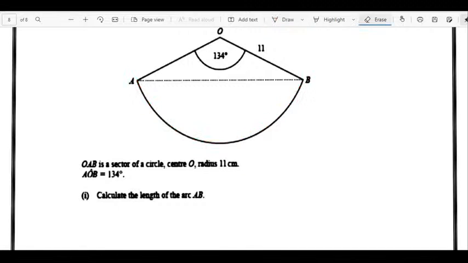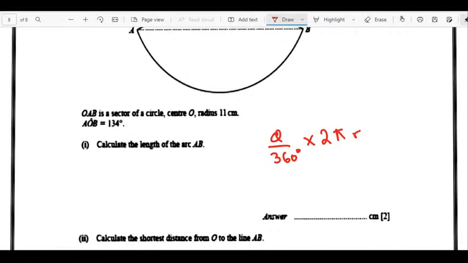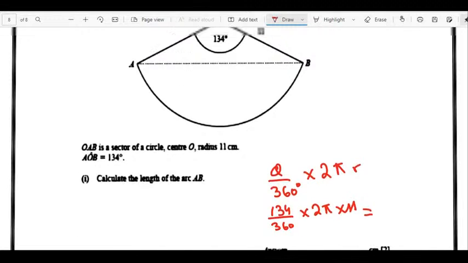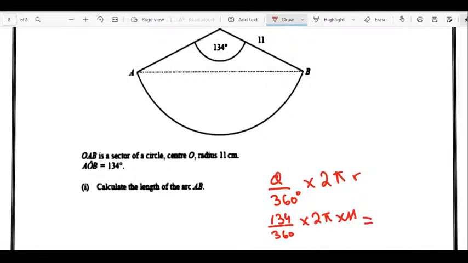Okay, so it is going to be theta divided by 360, now we are going to use the angle in degrees because the given angle is in degrees as well, multiplied by 2 pi r. And yeah, now I need to plug in the values of theta and r. So that would be 134 by 360 multiplied by 2 pi into 11. And what are we gonna get? This is going to be 25.7. Okay, so this would be 25.7.